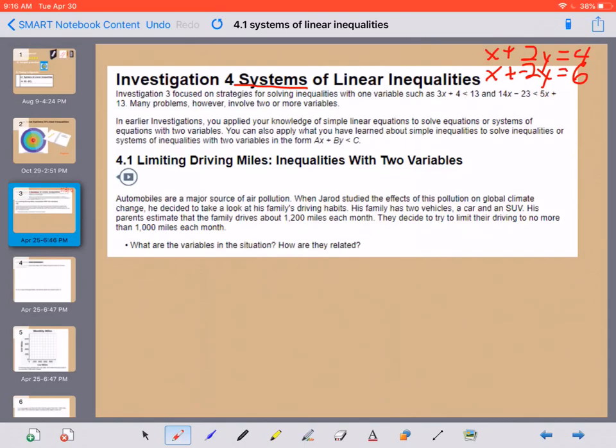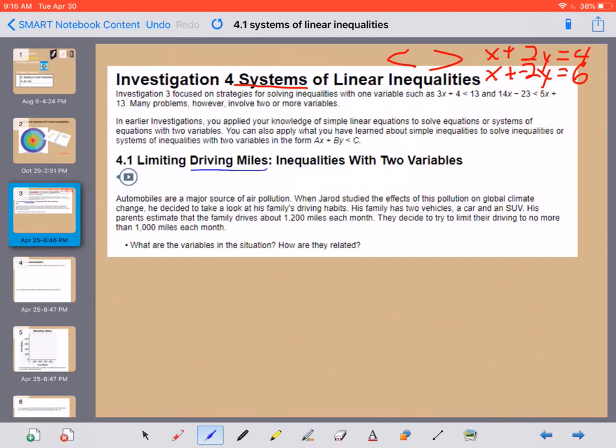Today we're talking about systems of linear inequalities. So inequalities, again, remember, have less than or greater than signs. So the problem today, we're limiting driving miles. So think about if your parents drive cars or any buses that you might ride. All of these vehicles drive and they also pollute the air. It says automobiles are a major source of air pollution.